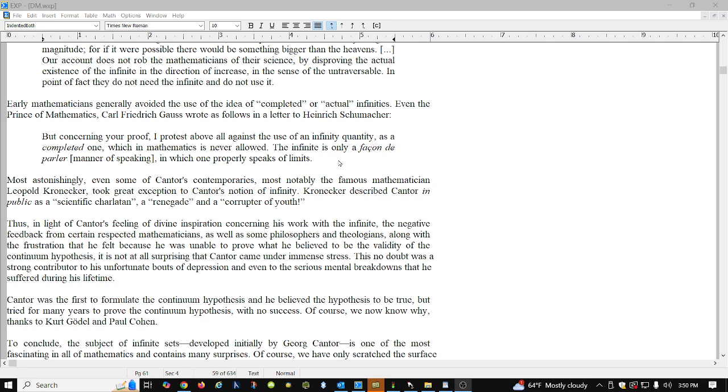But in light of Cantor's feelings of divine inspiration concerning his work with the infinite, the negative feedback from Kronecker and from some philosophers and theologians, along with the frustration he felt because he couldn't prove what he believed to be the validity of the continuum hypothesis, and later on couldn't disprove what he believed was false, it's not surprising Cantor came under immense stress. And that's no doubt a contributor to his bouts of depression and so on.